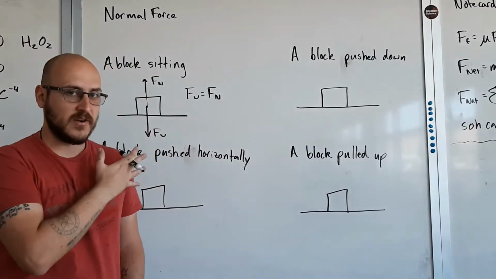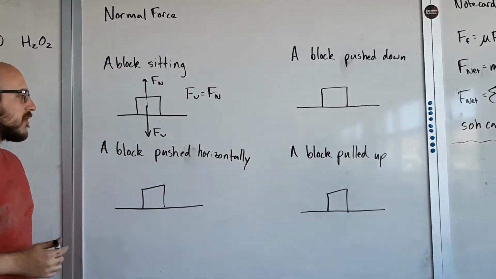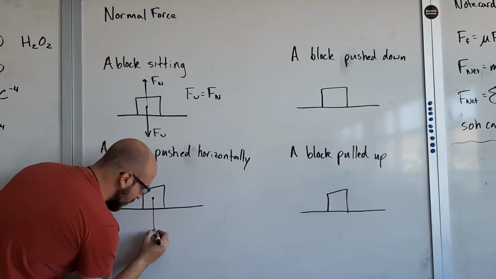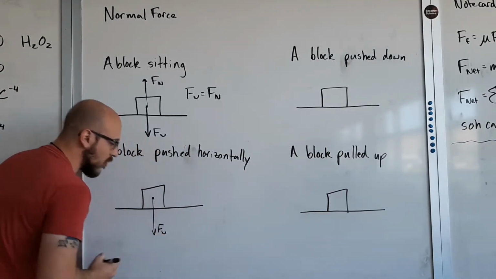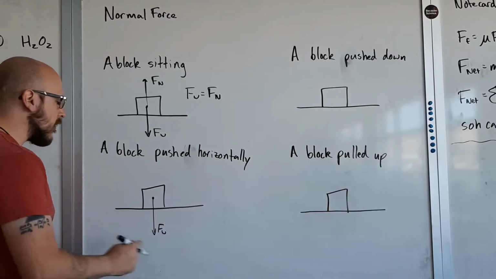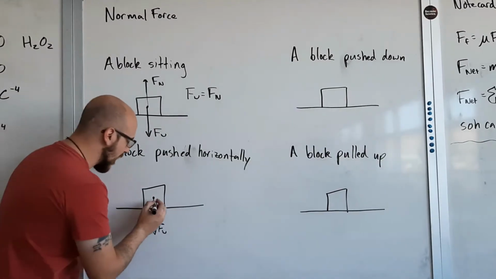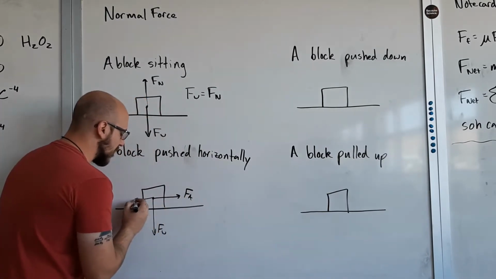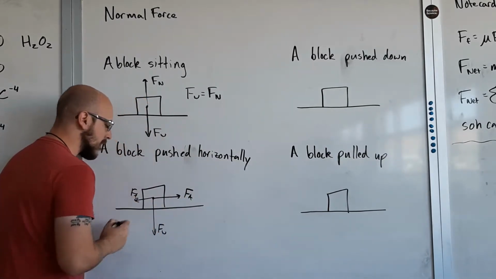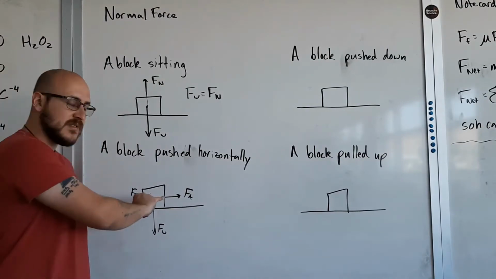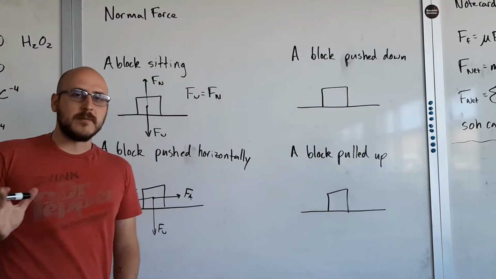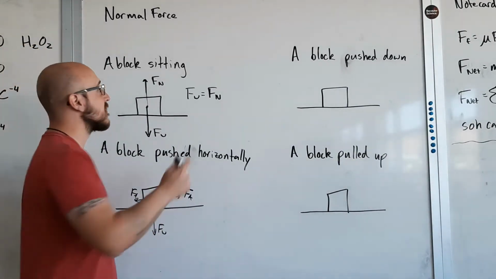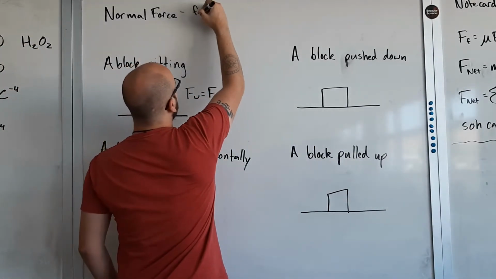Okay? Very simple case. If we're looking at a block being pushed horizontally, okay, again, we'll have a downward force equal to our weight. All right? And we may have some side-to-side forces. Let's say that we have an applied force and maybe some friction force against it, okay? Those two side-to-side forces have no impact on the normal force, all right? Because the definition of normal force is the force perpendicular from a surface.